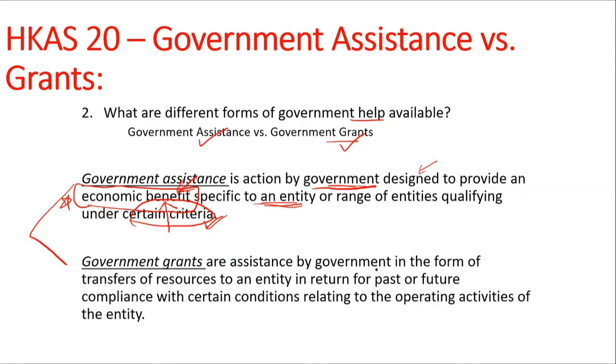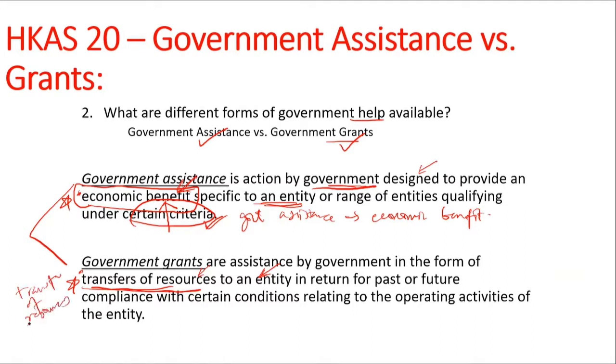Whereas government grants are transfer of resources to an entity. So you see, this is talking about transfer of resources. So these are the two keywords that you must pay attention to here. Government assistance is about economic benefit, and whereas government grants is about transfer of resources.